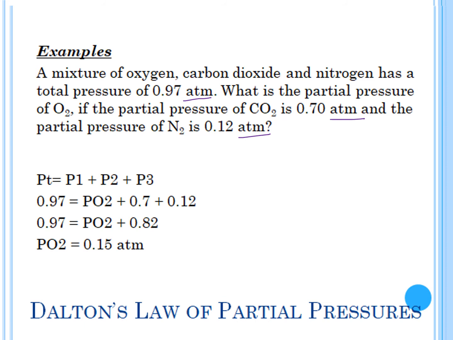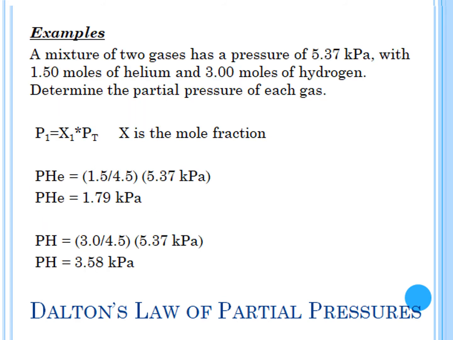So our total pressure is 0.97, so we can substitute that in our equation. We don't know oxygen, so that's what we're going to solve for. And we know our other two gases are 0.7 and 0.12. Combine like terms and solve for the unknown. The partial pressure of oxygen is 0.15 atmospheres. Let's look at one more example.